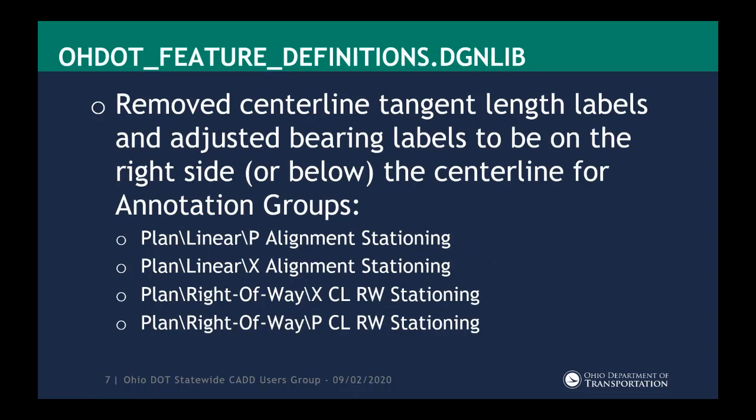In the feature definitions DGN library, we removed the tangent length labels and moved the bearing to be below the center line so it doesn't overlap the stationing text. If you're already using this for a project, you will need to change or update the feature definition in the BK file. And we'll probably post a video to show how to do that. But if you have questions in the meantime, feel free to submit a support request.